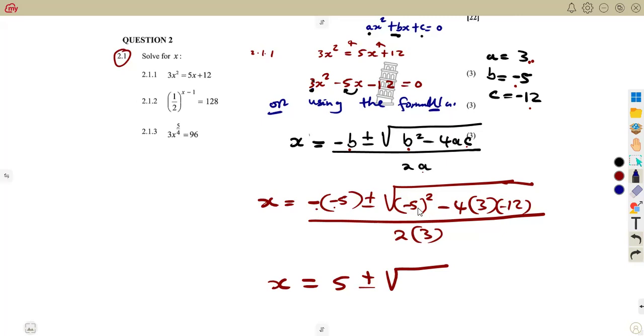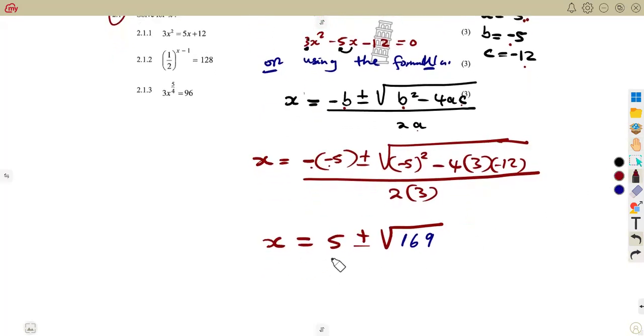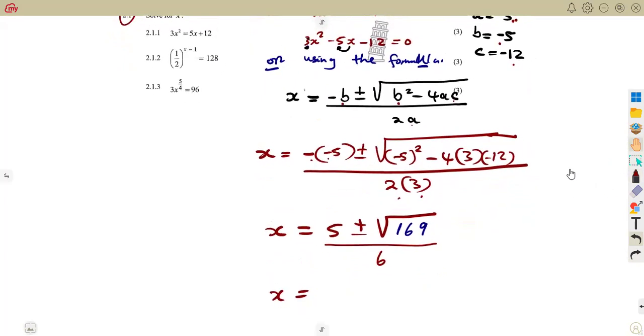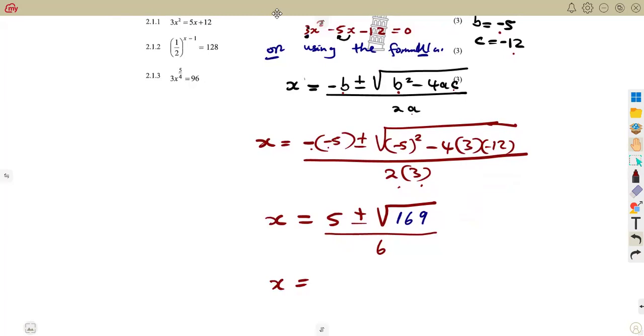But let's just take the numbers only. That's minus 5 squared minus 4 times 3 times negative 12. So that was going to give us 169. So under the square root, the number there is 169. Yes, we can simplify the square root of 169. No problem. 2 times 3 is 6. Knowing that we can simplify the square root of 169 or not, it is not important. Our calculator can do the rest, guys.